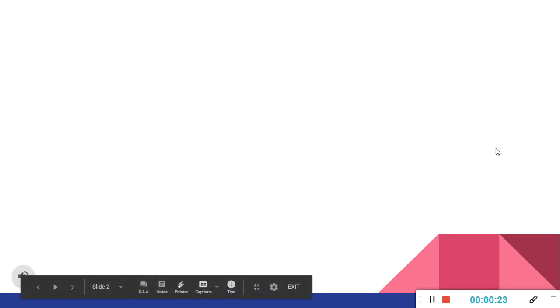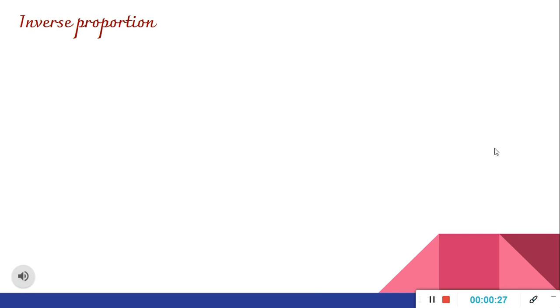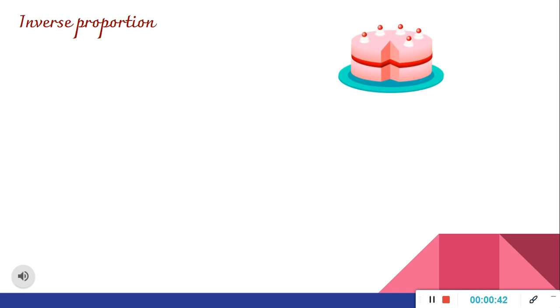Now let's see our next topic, that is inverse proportion. Let us now talk about inverse proportion. So the name itself tells something which is exactly inverse of what we have learned in direct proportion. Right? So here you see a birthday cake for a birthday party. Now let's say that 8 of your friends reach your birthday party and now you need to give them cake, isn't it?